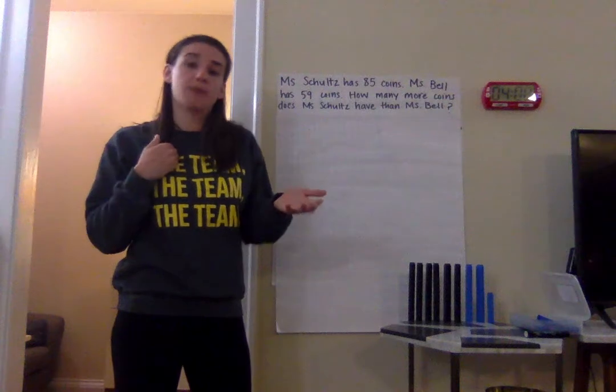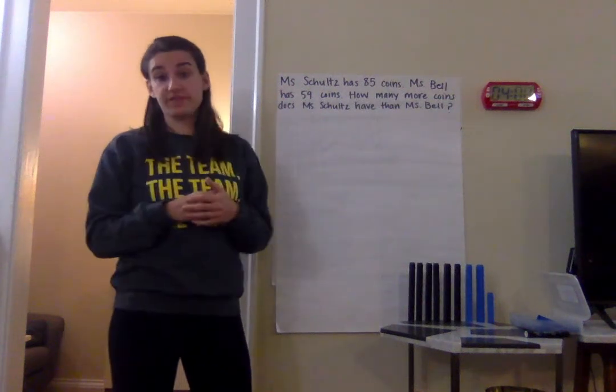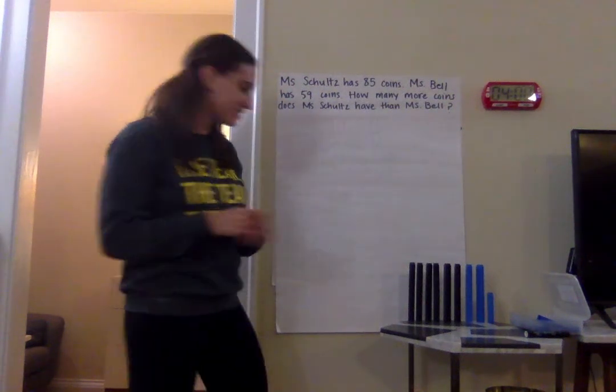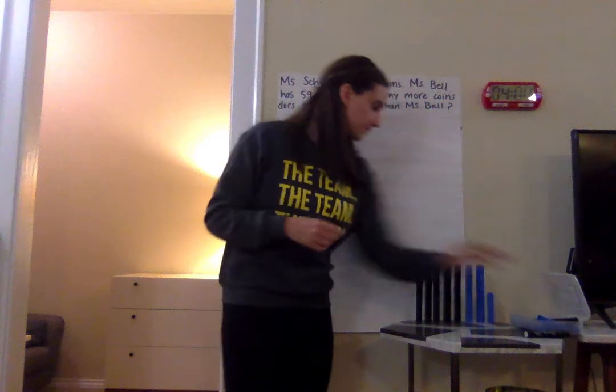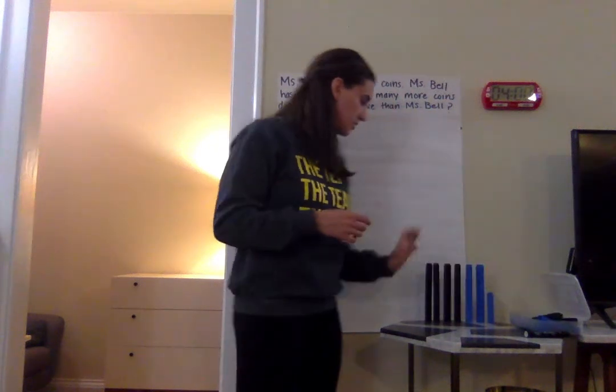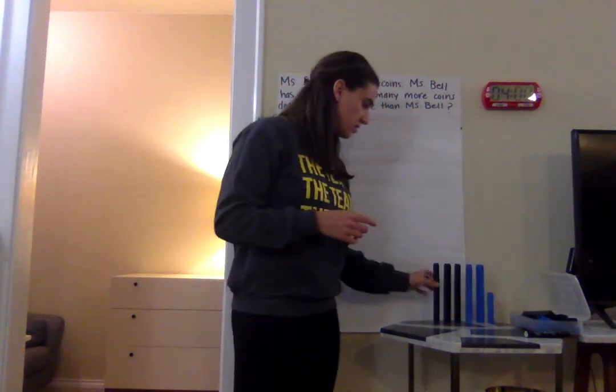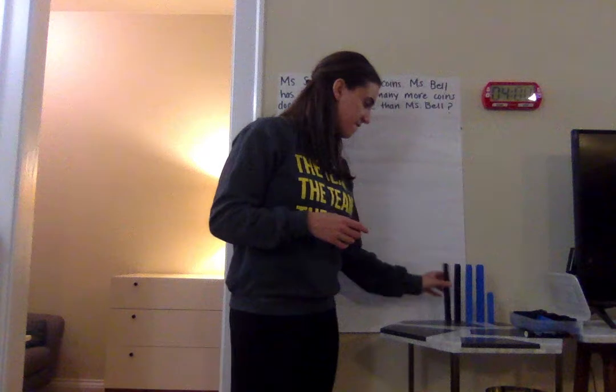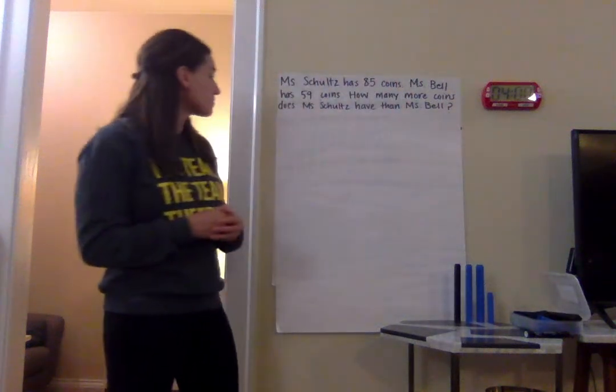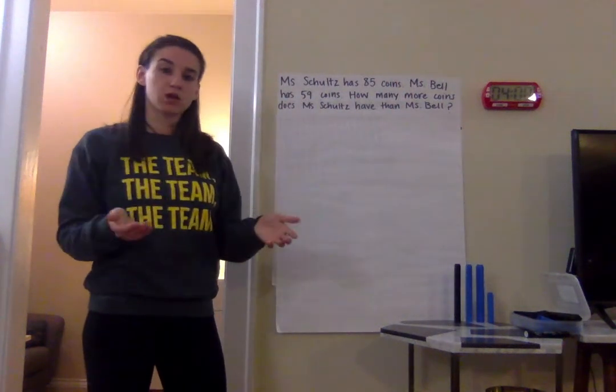Bell has. So we can see how many more I have. So I need to take away 59 coins. Let's start with our tens. 10, 20, 30, 40, 50. Okay. I need to take away 9 more coins.